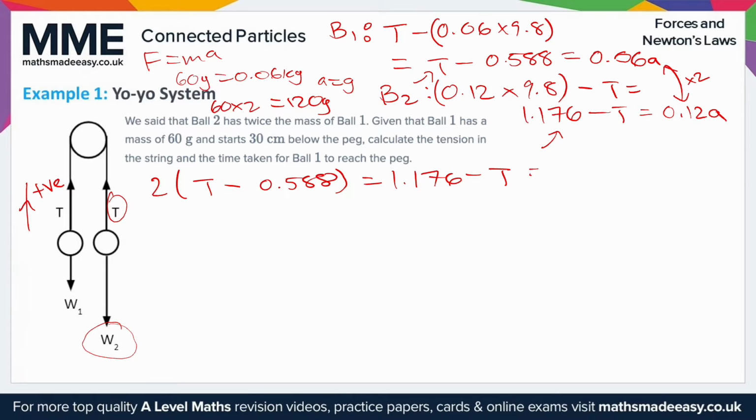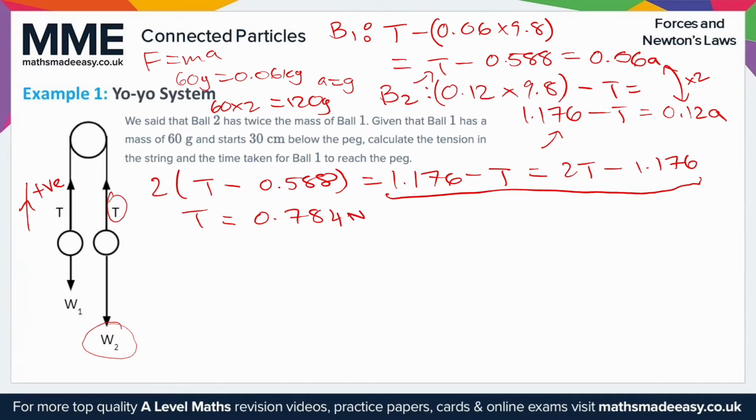Expanding that bracket, we'll have 2T minus 1.176. Solving this, what will we get? Well, we can solve it and get T equals 0.784 newtons. All you would do there is add that T on, you'd get 3T here, and then add this on to here, and then divide by 3, and we end up with this.